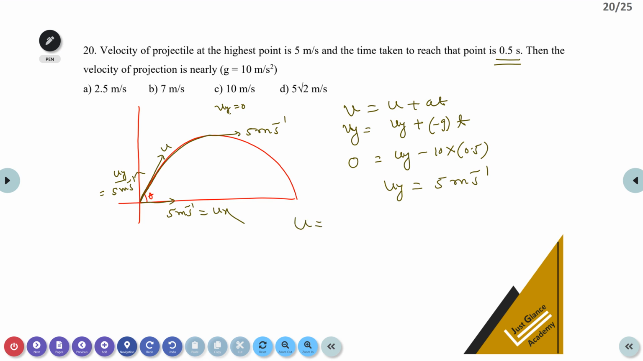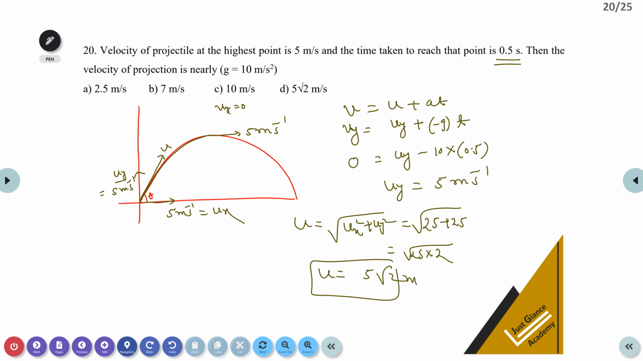I know the equation u equal to square root of ux square plus uy square, equal to 25 plus 25, which is 50. I can write 50 as 25 into 2. So u equal to square root of 25 into 2, which is 5 root 2 meter per second. So 5 root 2, that means this is the right choice.